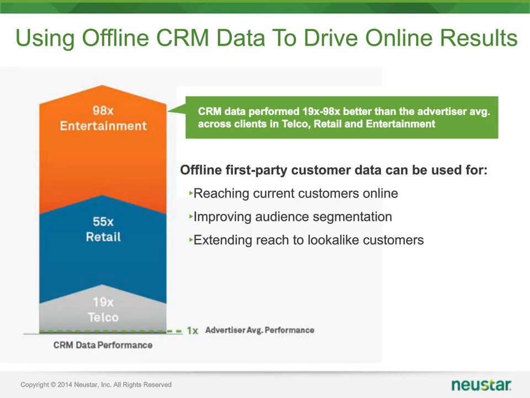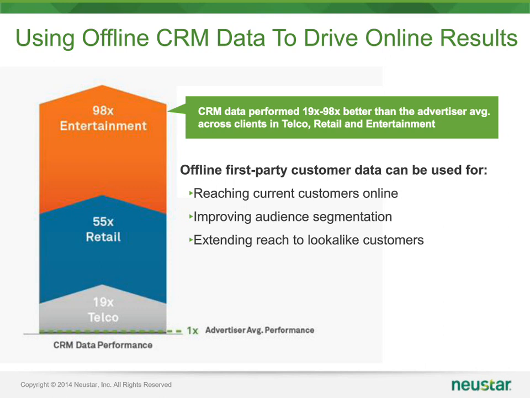This is what Yosha indicated we were going to talk about in my section, which is using CRM data, so first-party customer data, to drive online results. And leveraging this kind of data as a digital targeting mechanism drives significant results across a variety of verticals, including entertainment, retail, and telco. As we all know, it's easier to develop your existing base versus acquiring new customers, and these examples really prove that out. You can see that across a wide range of clients and industries, we saw huge lifts versus advertising norms. 19% for telco, 55 times for retail, and 98 times for entertainment.